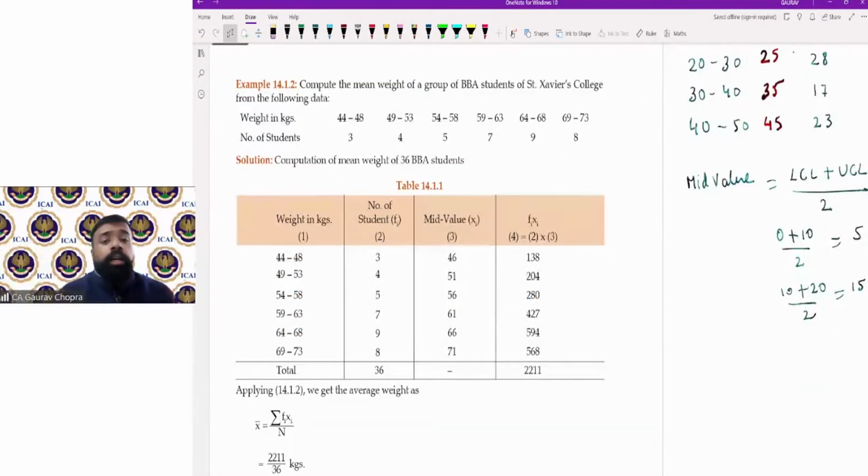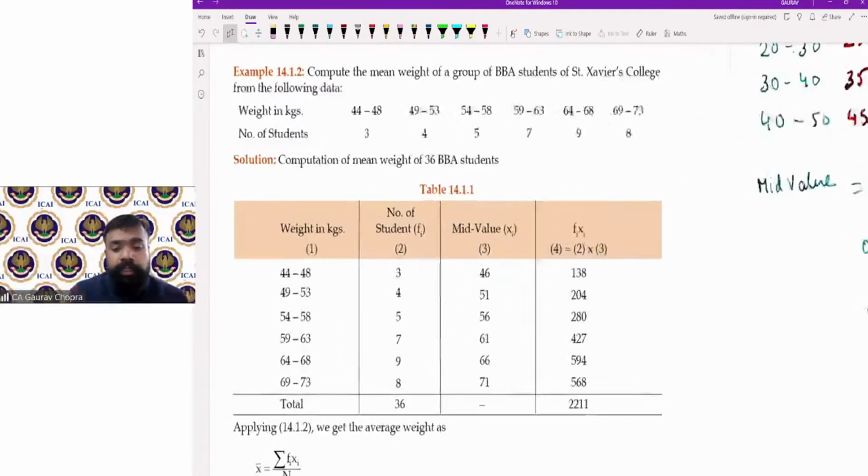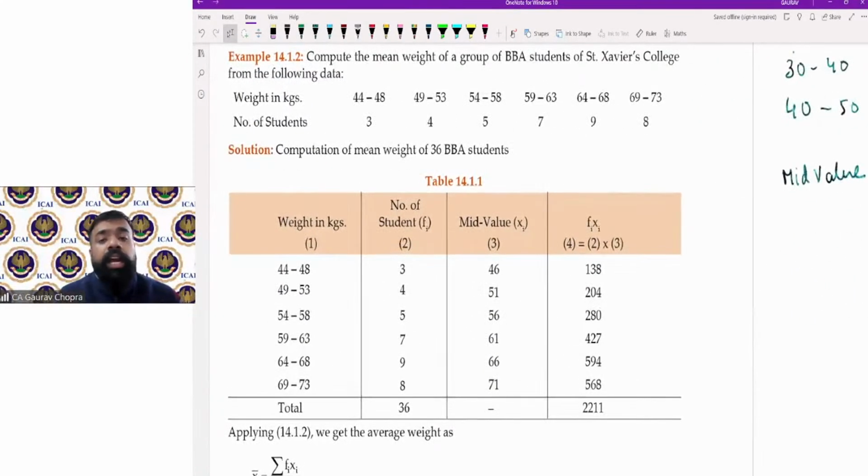So here there is example number 14.1.2. This is a question based on continuous series. You can see the class interval is there and number of students are there. So what is the first step? You have to find out the mid value.